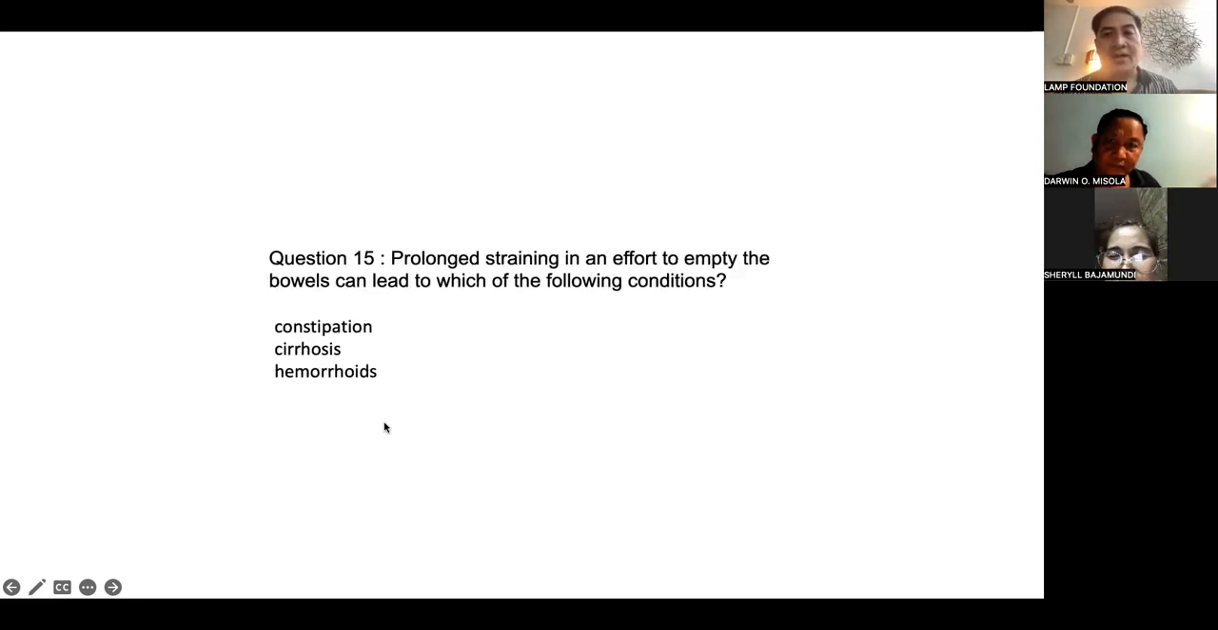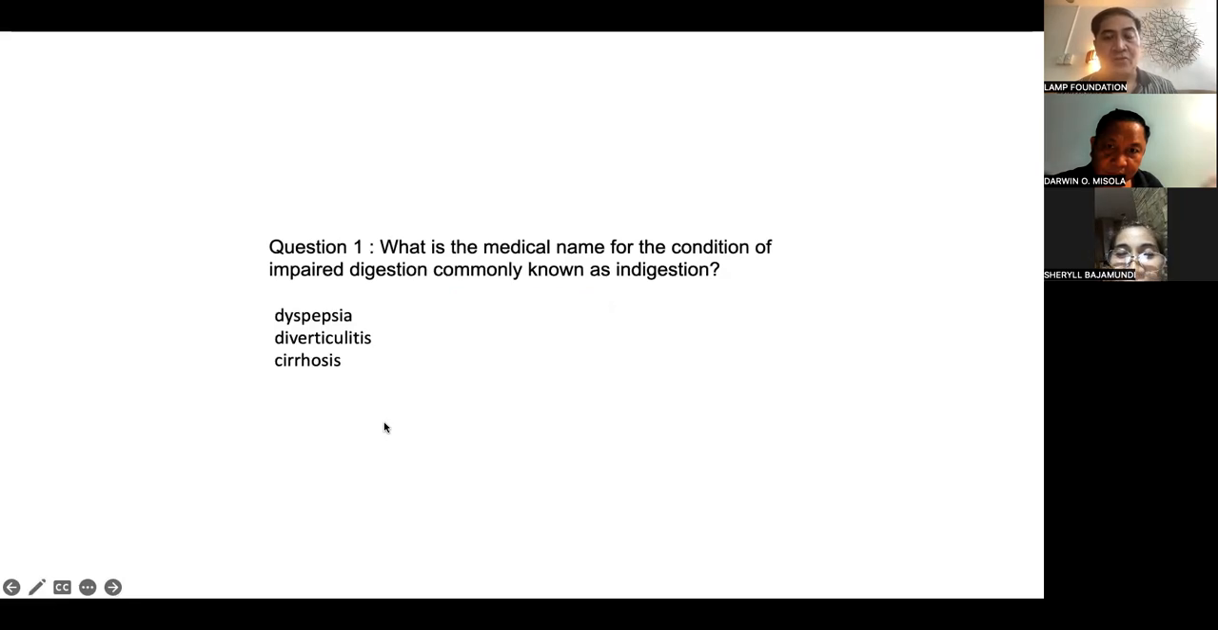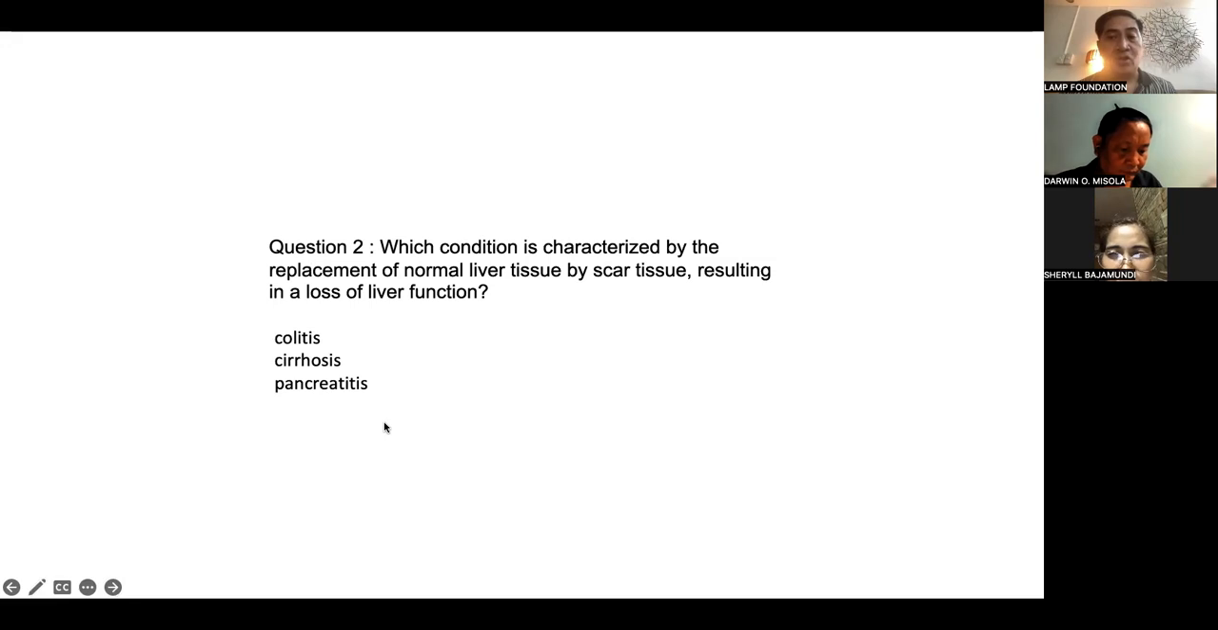Diverticulitis. Prolonged straining in an effort to empty the bowels can lead to which of the following? Hemorrhoids. What is the medical name for the condition of impaired digestion commonly known as indigestion? Dyspepsia. Which condition is characterized by replacement of normal liver tissue by scar tissue, resulting in a loss of liver function? Cirrhosis. Is this reversible or irreversible? I think it's irreversible.